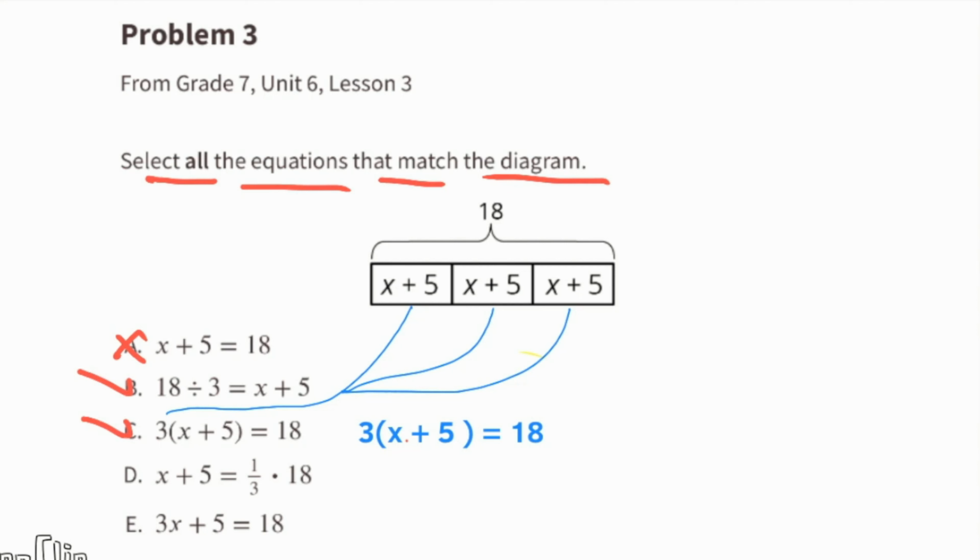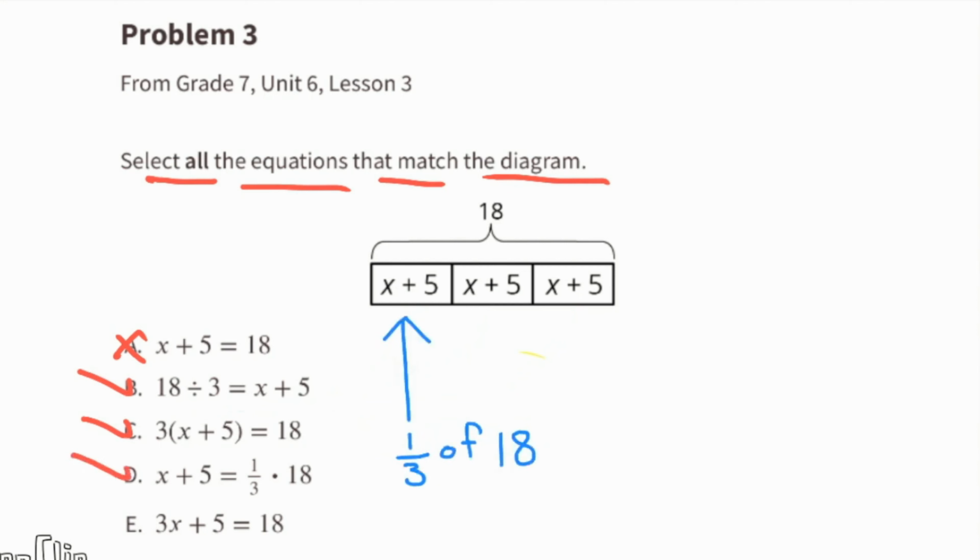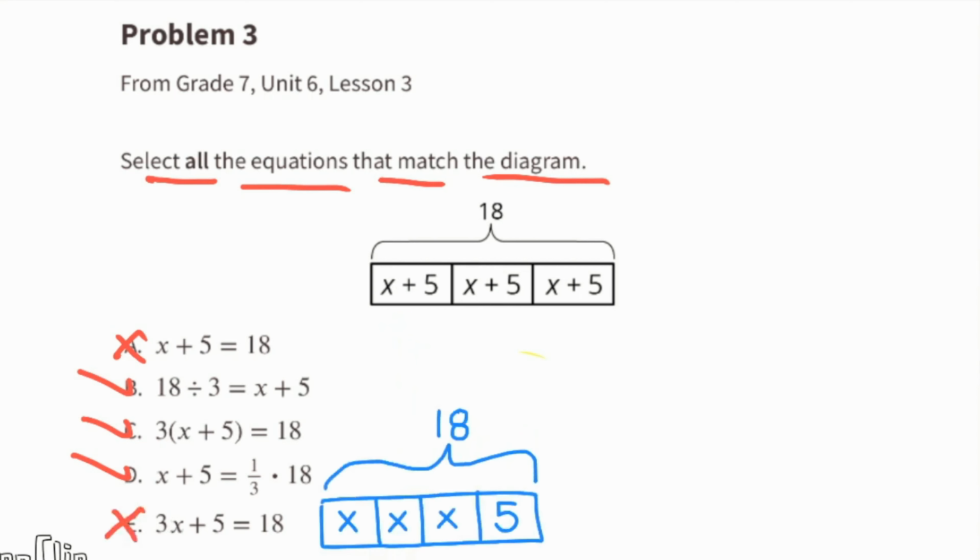I also like equation D. X plus 5 equals 1/3 of 18. In other words, if you take 18 and you divide it by 3, one of those thirds is equal to x plus 5. Equation E is not a match because it says 3x plus 5 equals 18. I drew a diagram in blue that represents 3x plus 5 equals 18. And as you can see, it's different than the original diagram they gave us.